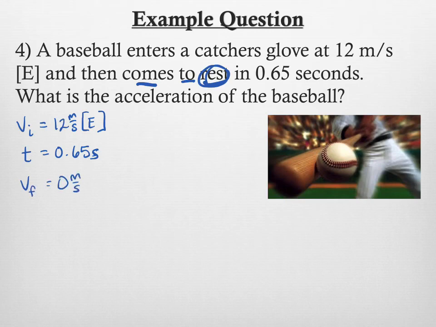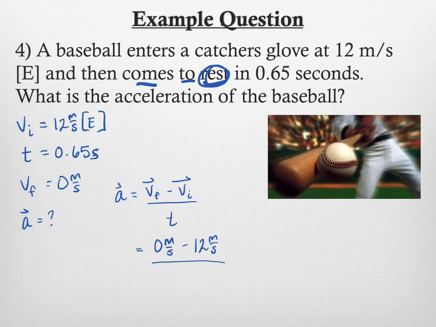Which makes a lot of sense because, you know, if the catcher is catching a baseball, then obviously the baseball comes to rest, meaning it stops moving. So there we go. And we want the acceleration of the ball here. Okay? So back to just plugging in numbers to formulas. Yay! With acceleration equals final velocity minus initial velocity divided by time. Okay, so here, what was our final velocity? It was 0 meters per second. What was our initial velocity? It was 12 meters per second. What was the time it took? 0.65 seconds.